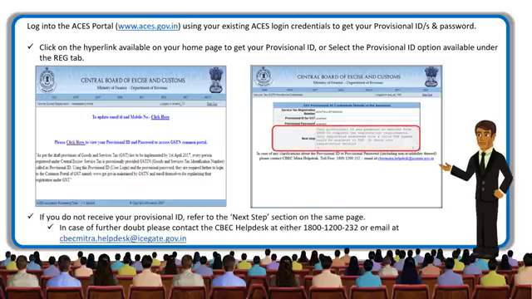If you do not receive your provisional ID, refer to the next step section on the same page. It will explain what you need to do in the given situation. In case of further doubt, please contact the CBEC help desk on the contact number mentioned here.